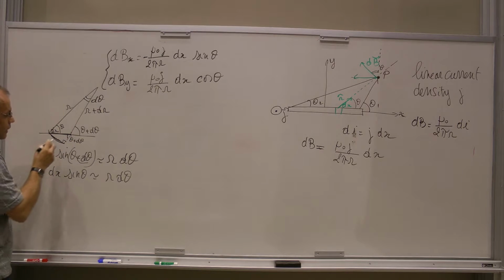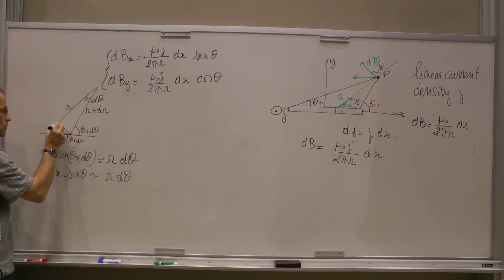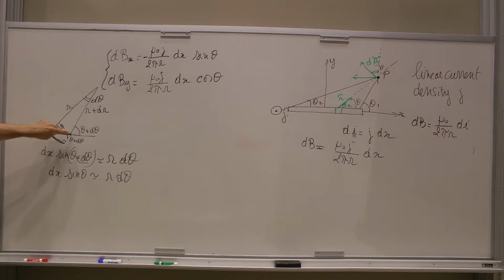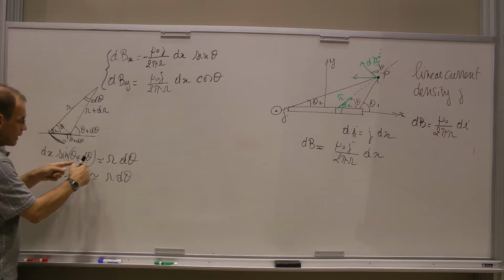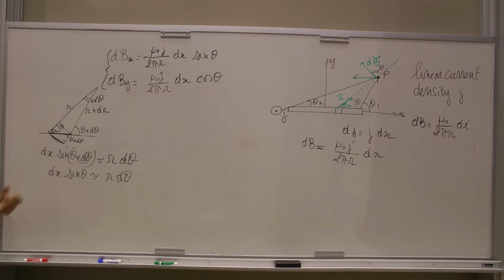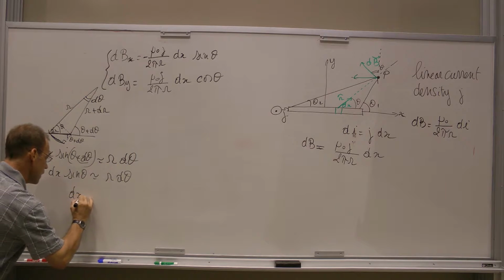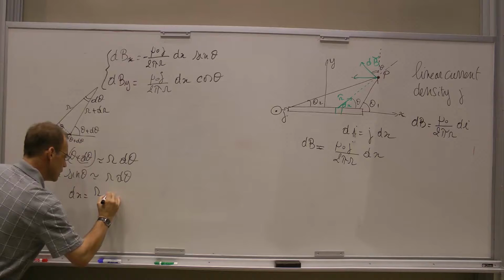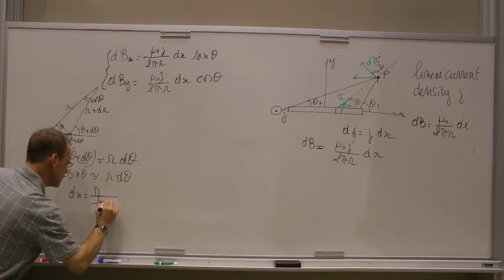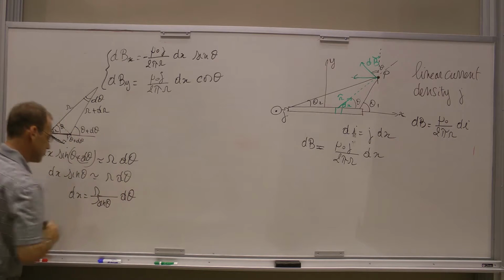There are different ways of looking at it. Again, you can also use this triangle to extract the information. It doesn't really matter, in fact, because we're dealing with infinitesimal changes in angles and positions, so you have a little bit of flexibility right there. So if you take your dx, that gives me dx equals r over sine theta, d theta.